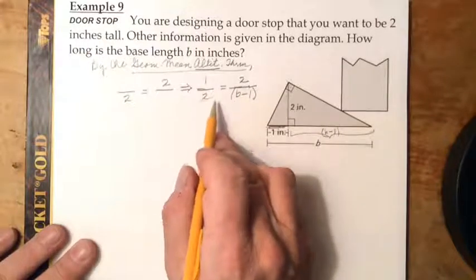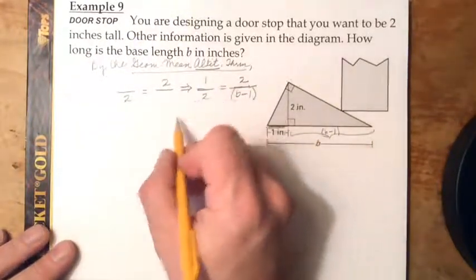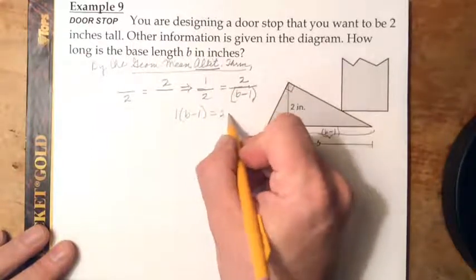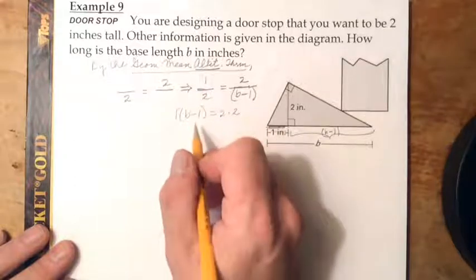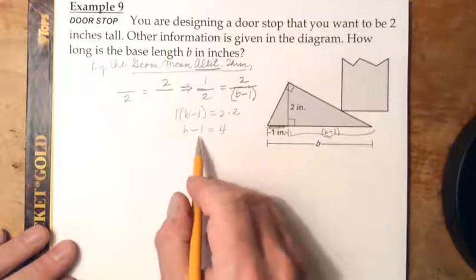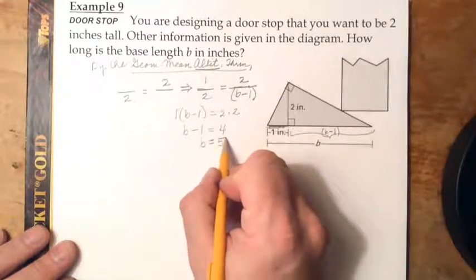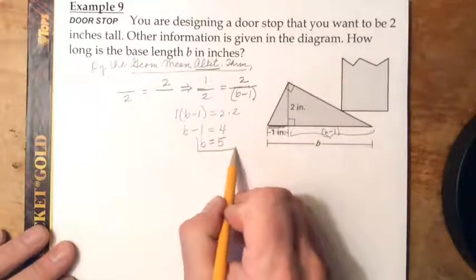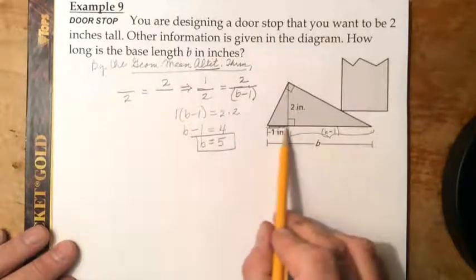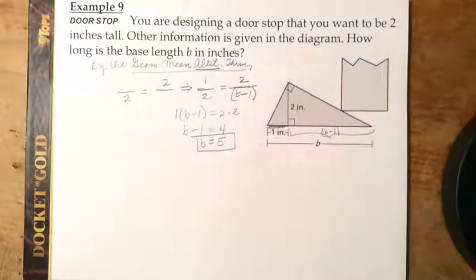So now we have this proportion to solve. Cross multiplying, we get 1 times B minus 1 equals 2 times 2. Using the distributive property, we still get B minus 1 equals 4, and then add 1 to both sides, and B is 5. So B must be 5. This hypotenuse right here must be 5 for this doorstop to work.